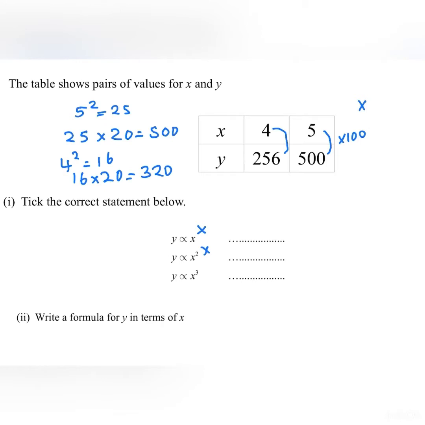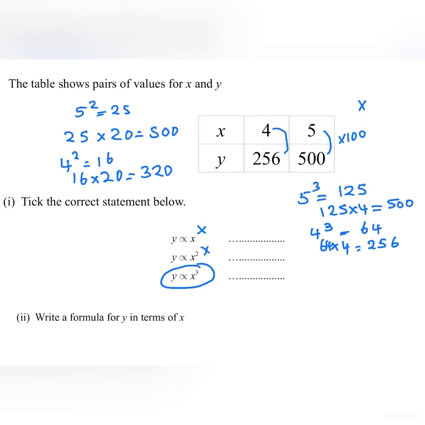Now, if we try cubing these numbers, 5 cubed is 125, and 125 times 4 gives us 500. And if I did 4 cubed, that is 64, and 64 times 4 gives us 256. So that means y is directly proportional to the x cubed value. So you can try different things and then see which one works.